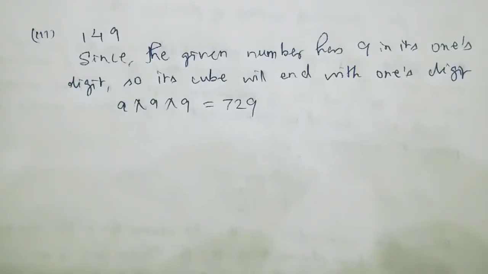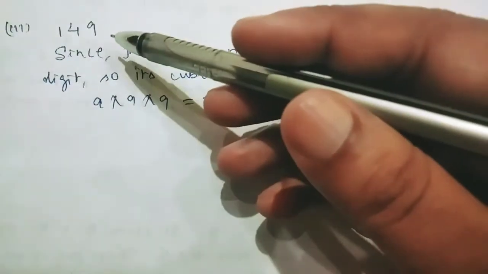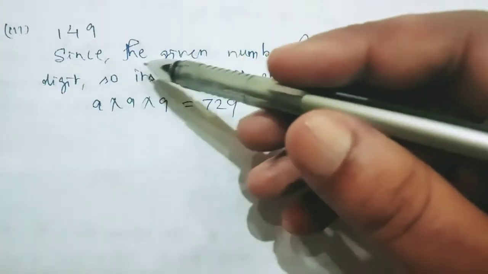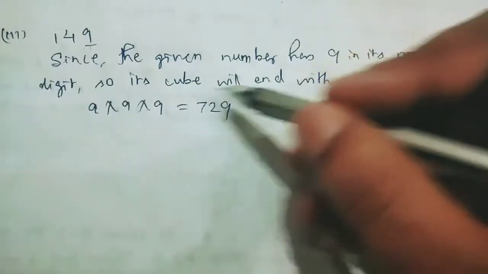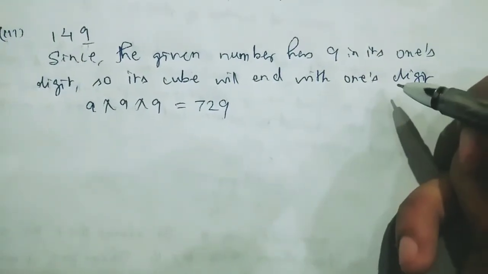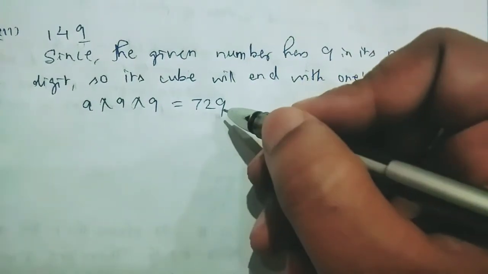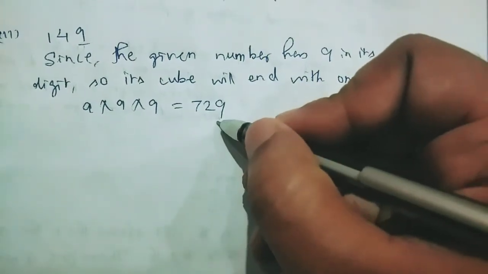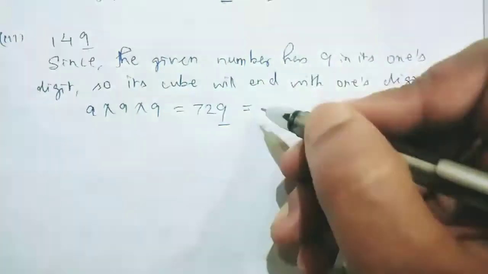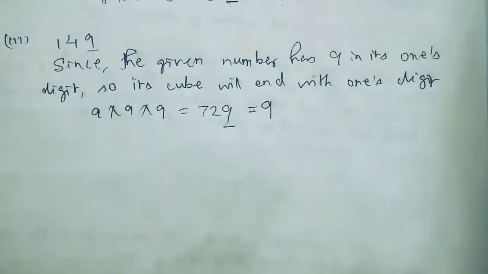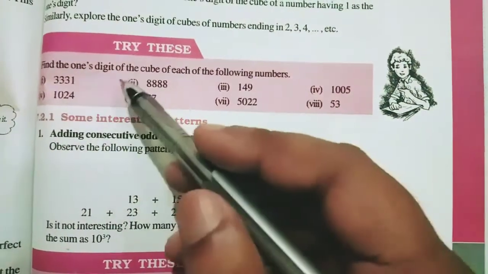Okay. Next, question number 3, 149. Here I have to find the unit digit of this cube. Since the given number has 9 in its unit digit, its cube will end with the ones digit 9 into 9 into 9. You have to multiply this 9. It is coming 729. So here the unit digit is 9. That means the ones digit of this cube will be 9. Very easy. Okay. So I have solved 1, 2, 3.